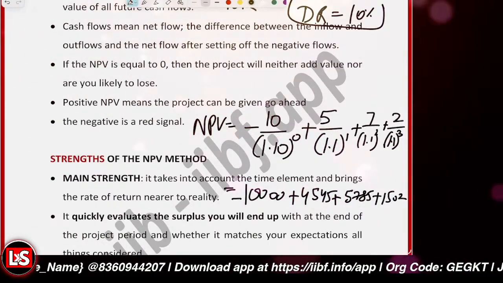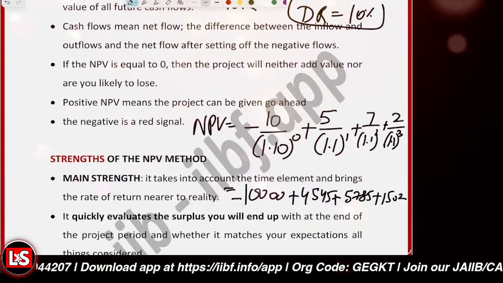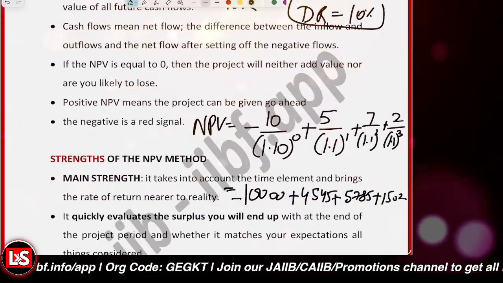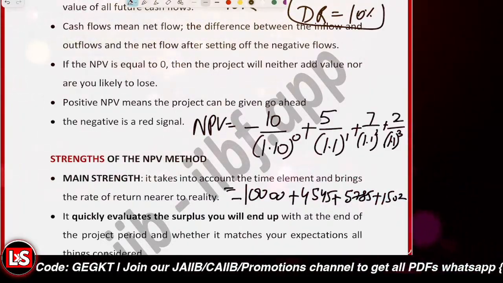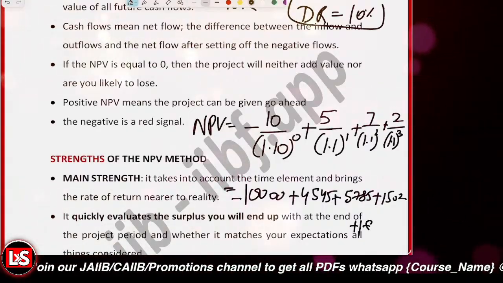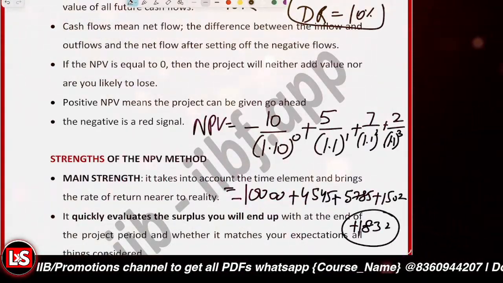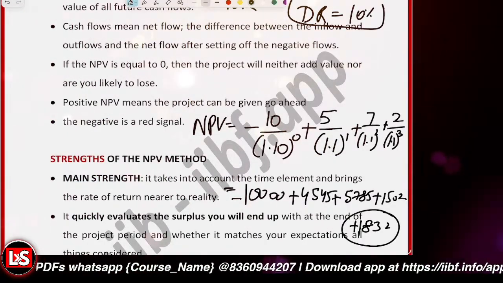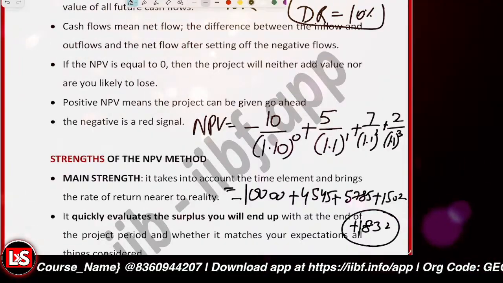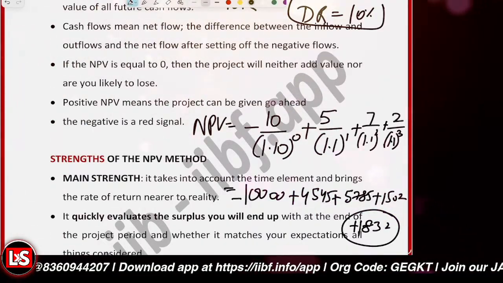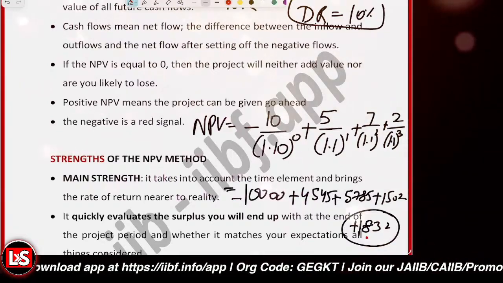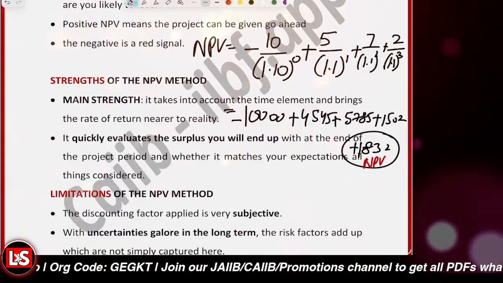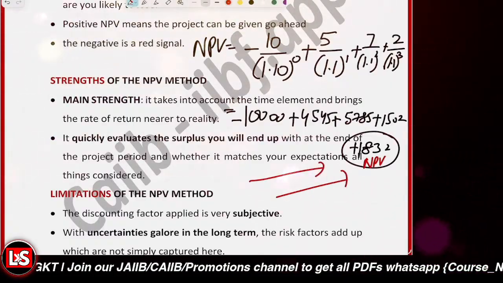So if we just get the sum of this, 4545 plus 5785 plus 1502 minus 10,000, it's positive 1832. Getting it? This is the value that I'm getting over here. So the point is, if your NPV is positive, with the same method that we used to calculate it, the value that we got at the end, it is the net present value. If your NPV is positive, we say do go for the project.